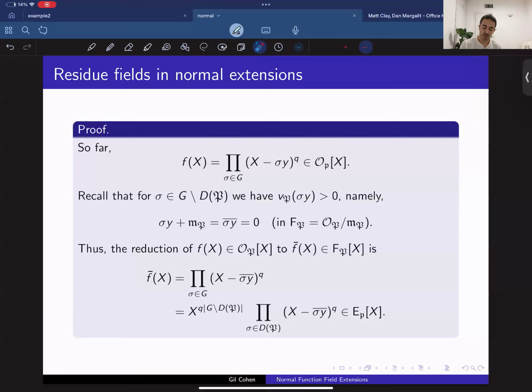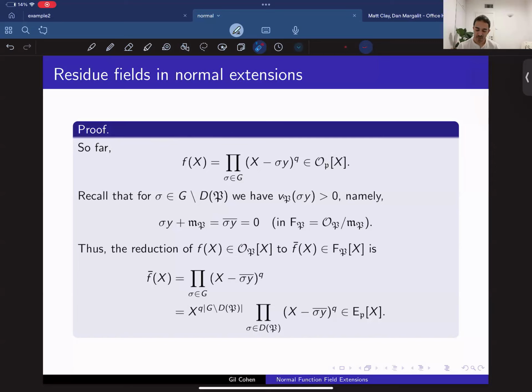What does it mean? It means that if you take sigma y plus MP, or I'm going to use also this notation, like as a bar, as saying that I'm modding out by the corresponding maximal ideal, then that's 0, right? So in the residue field, sigma y for sigmas that are not in the decomposition group just vanish, just 0. And therefore, if I do what I promised and consider this polynomial, but I reduce it modulo not little p, actually modulo capital P, I can also do that, of course, because it's also in O capital P, because it's just a subring of that.